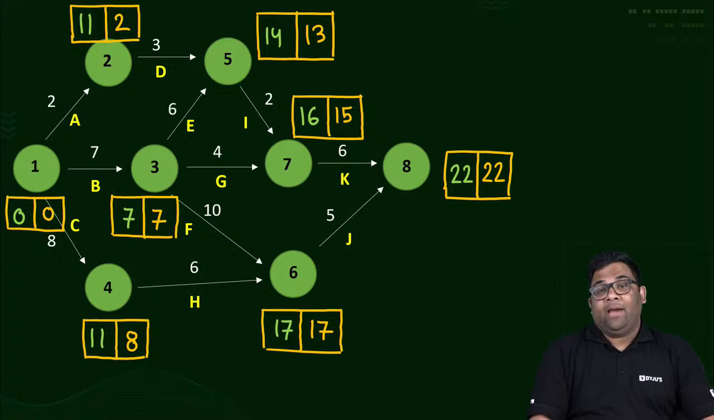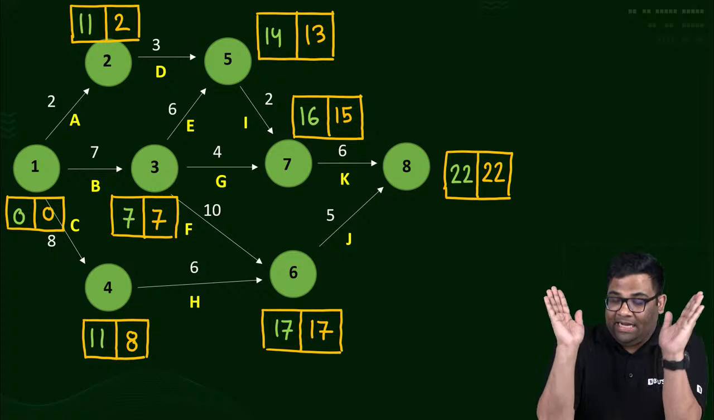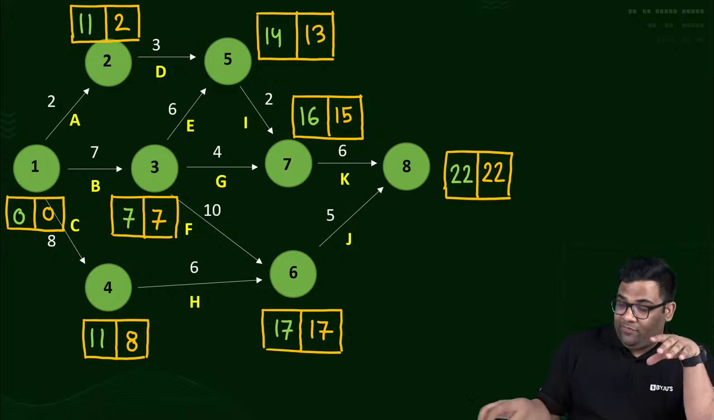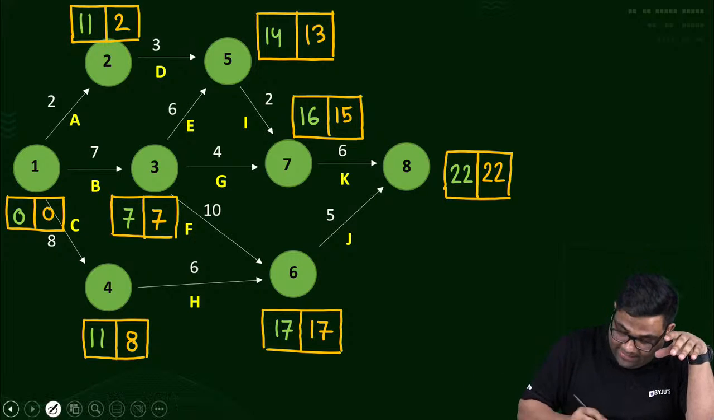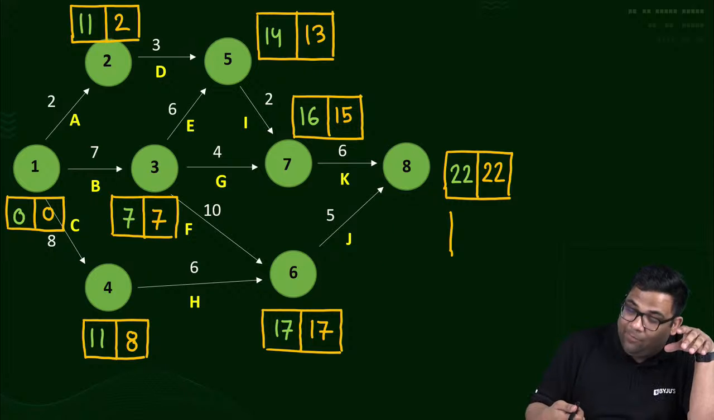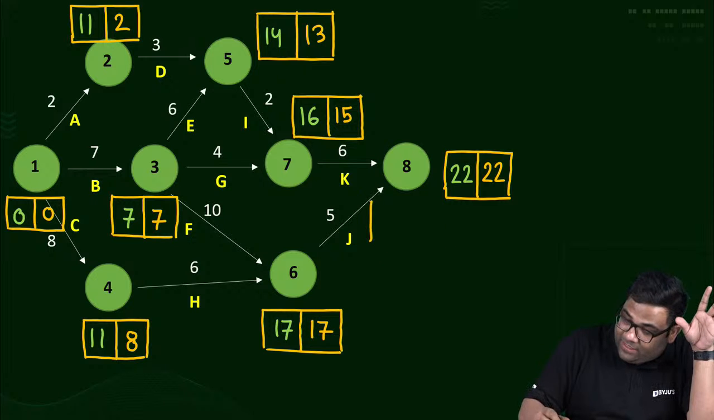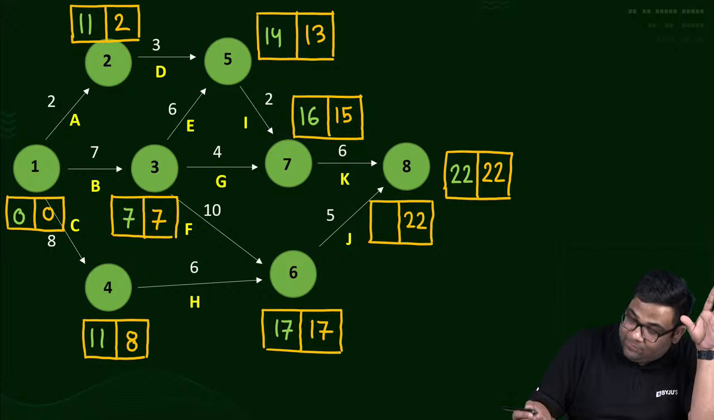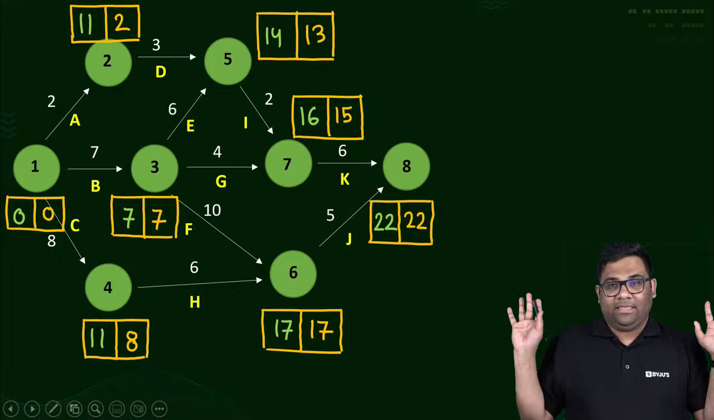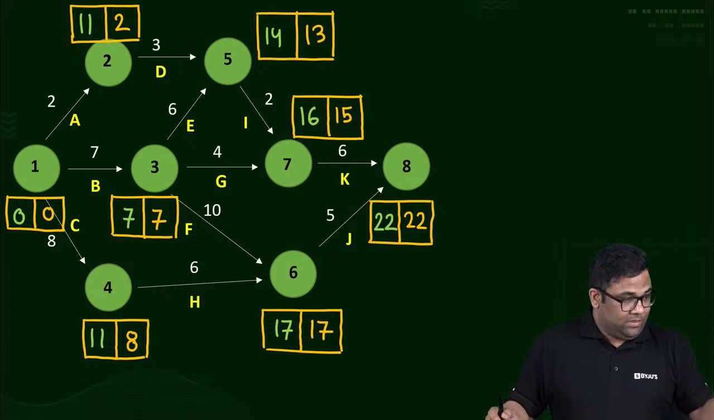Anybody facing any difficulty in finding TE and TL? Tell me. Any major difficulty you faced in finding TE and TL? I have solved a lot of questions now, right? Easy. Now what you will do?